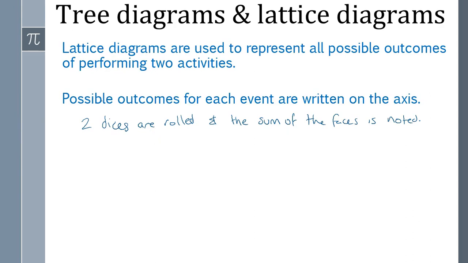All right. So to explain lattice diagrams and why they are better, we're first going to try this example with a tree diagram. 2 dice are rolled and the sum of the faces is noted. For example, if you roll a 1 and a 2, 1 plus 2 is 3. Okay, we're adding them up. But if we wanted to roll a dice, the first event we could get 1, 2, 3, 4, 5, 6. That's what we could roll.